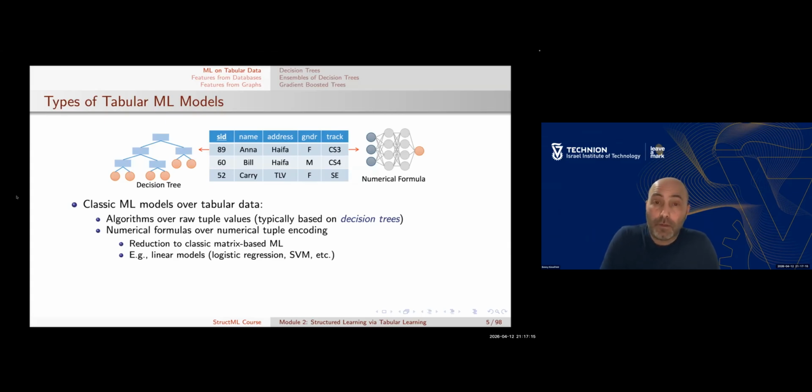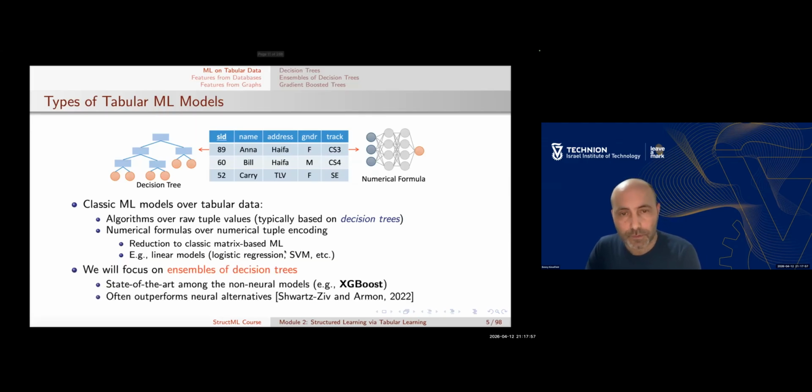You can also think of other approaches where we basically translate every value in the row into some numerical representation of the row. And then what you get is basically a matrix of numerical data, and you can then learn a numerical formula over the matrix, and this is the standard machine learning approach. Anything from logistic regression, SVM, to deep learning formulas.